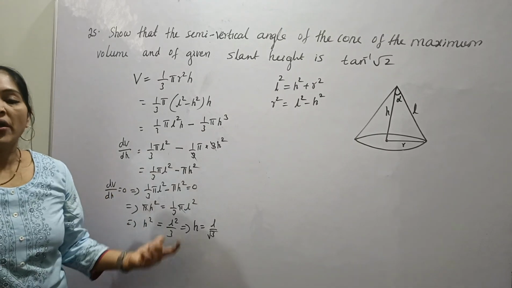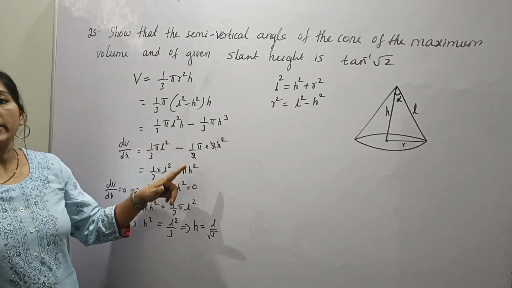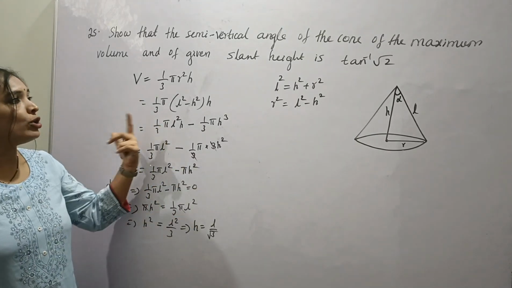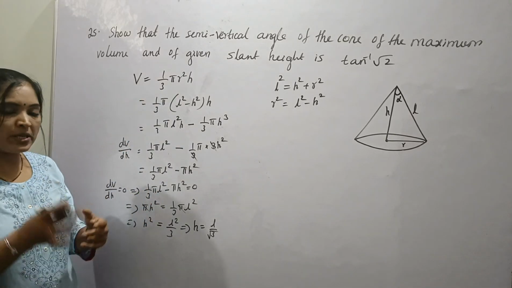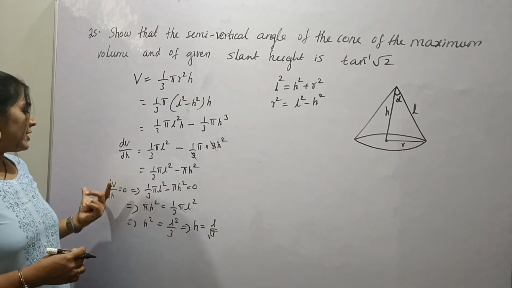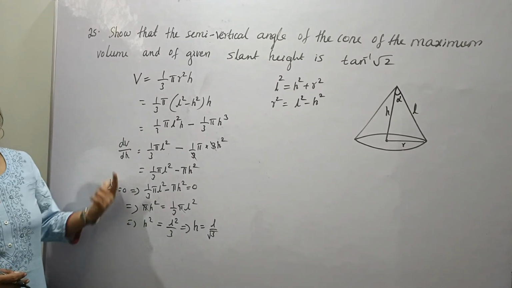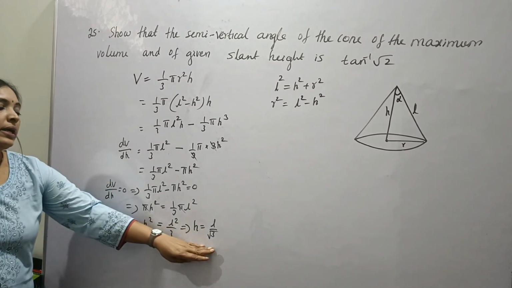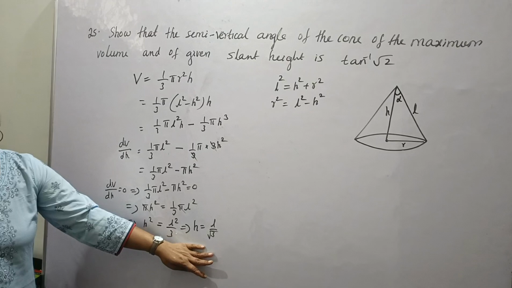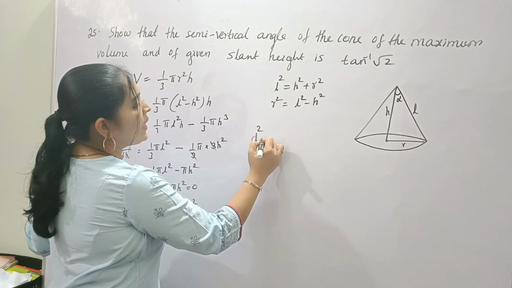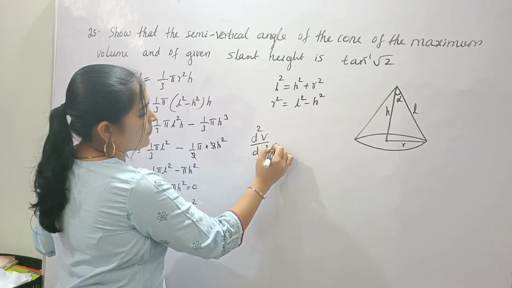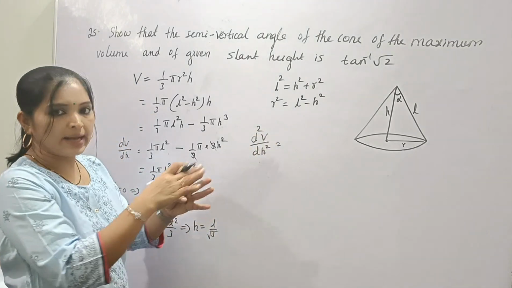Now what we have to prove? We have to prove the volume of this cone is maximum, right? So the volume of the cone is maximum means d square v by dh square is less than 0 when h is equal to L by root 3. For that, let's find the second derivative, that is d square v by dh square. Here we have to show it is less than 0.